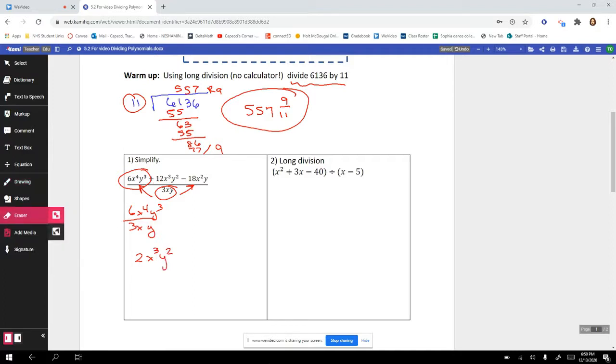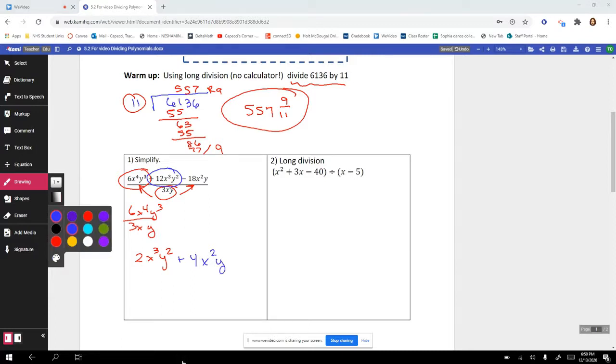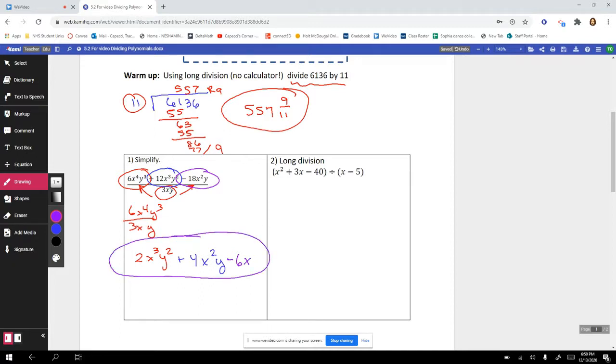Now I'll do the same thing with the other terms. So here's my next term. Again, I don't have to rewrite it if I don't want. 12 divided by 3 is 4. X to the third over x gives me x to the second. Y to the second over y gives me y to the first. And again, I'll do the same thing for my last term, and that gives me negative 6. X squared over x gives me x, and y divided by y is 1. So there's my final answer right there: 2x to the third, y to the second, plus 4x squared y minus 6x.